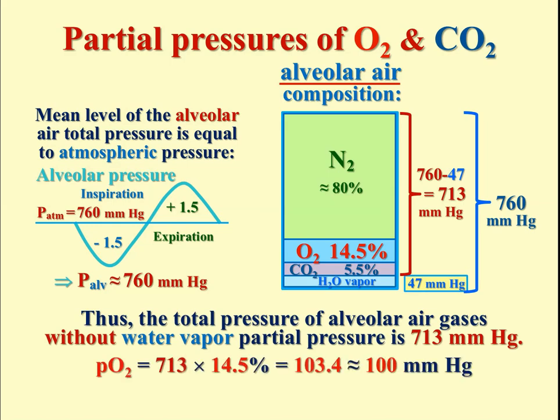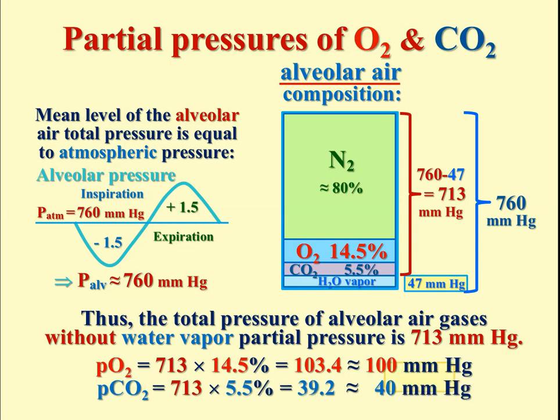And so, with 14.5% of oxygen, this oxygen creates pressure which is about 100 millimeters mercury. Really slightly above, but it's negligible, so we can round it to 100. And 100 is an easy value to memorize. Then PCO2 will be correspondingly less as percentages, 5.5. And it creates about 39, or approximately 40 millimeters mercury. And these are standard values for the alveolar air: 100 millimeters mercury for PO2, partial oxygen pressure, and 40 for PCO2.